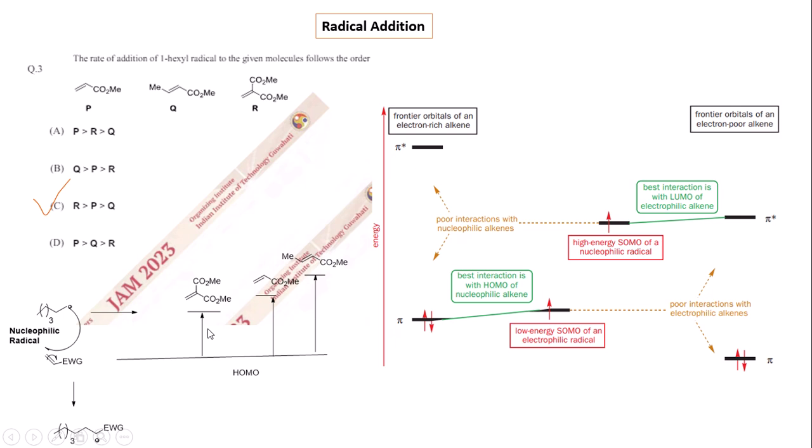So the diester containing alkene has two electron withdrawing groups. So the LUMO energy of these alkenes is lower compared to that of the methyl acrylate. Another acrylate contains an electron donating group, that is the methyl group. So the SOMO-LUMO energy gap for the interaction between the nucleophilic free radicals and the electrophilic alkenes is lower in case of the R compound. So it has a higher rate compared to P, compared to Q. So the correct option is C.